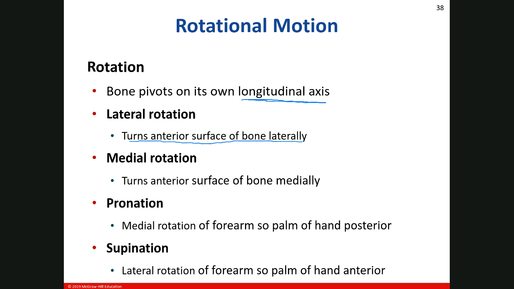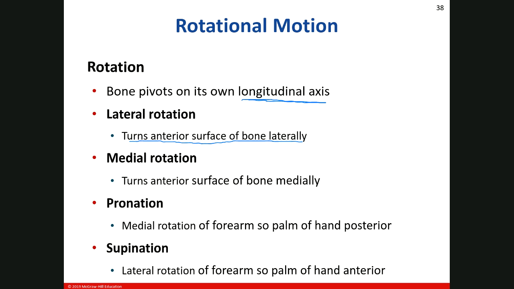For the foot, for lateral rotation, it's real simple. Keep your legs straight. If you turn your foot out, that's lateral rotation. If you turn your foot in, that's medial rotation. The anterior surface for the leg would be your thigh. So when you turn your foot out, that anterior surface, that thigh, turns laterally. When you turn your foot in, that anterior surface turns medially.